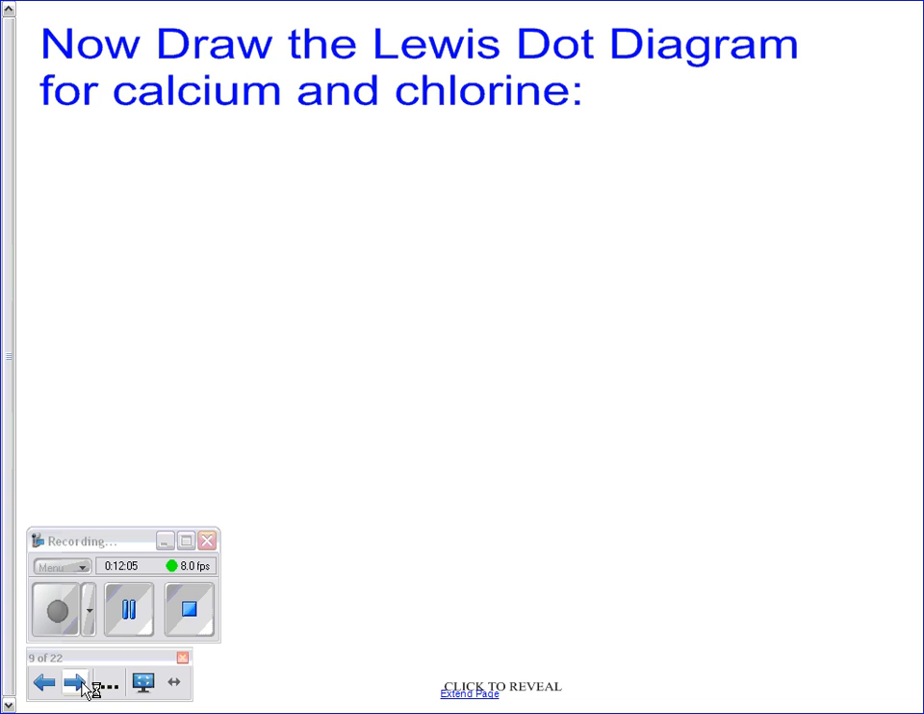This is going to be your example 2. So calcium, it's in group 2, so it has 2 valence electrons. So this would be its Lewis dot structure. And chlorine, as we just had, is group 17. It's going to have 7 valence electrons around it.